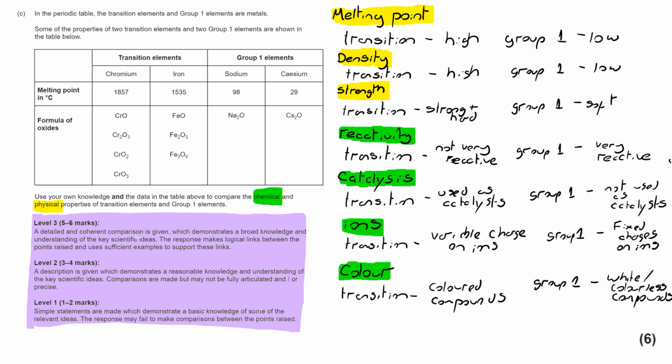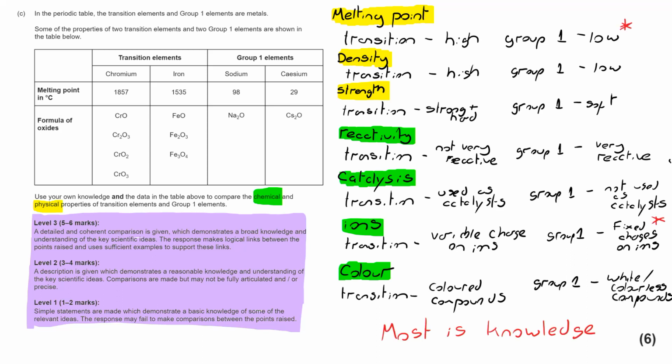If we look at colour, transition metals form coloured compounds. Copper sulfate is a really vivid blue, you'll remember, whereas group 1 forms white compounds, or colourless solutions. So we've got to remember that comparison.